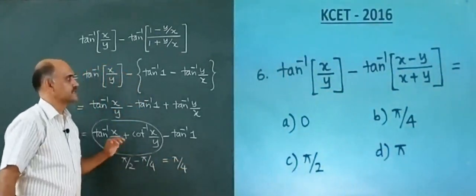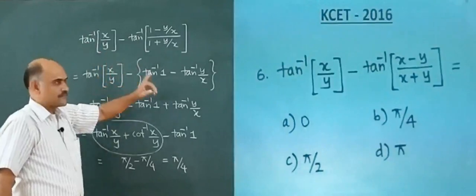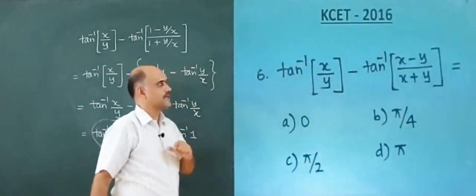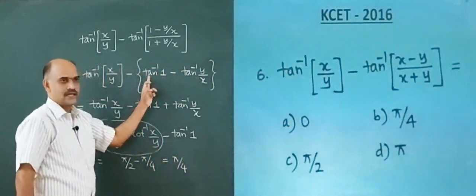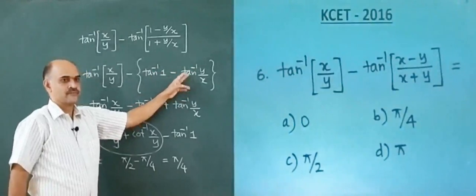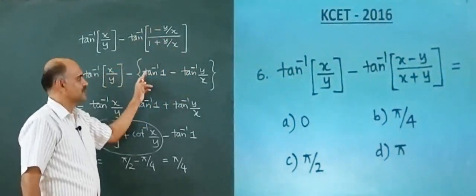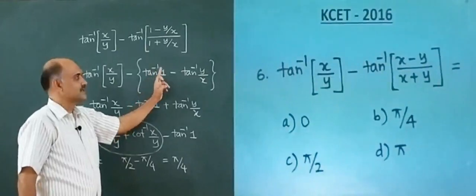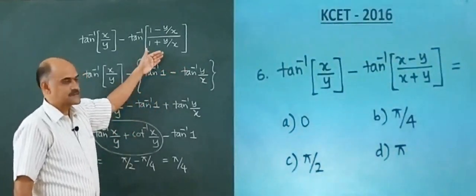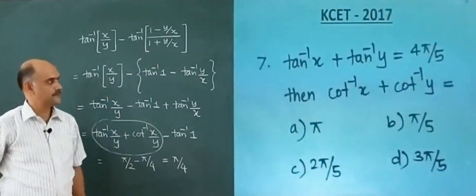So answer is B. So students, you can remember, suppose if it is tan inverse x minus y by x plus y, it will be tan inverse 1 minus tan inverse y by x. If there is a plus in numerator and minus in denominator, it will be tan inverse 1 plus tan inverse y by x. So in further problems you can take it directly. Then next one.